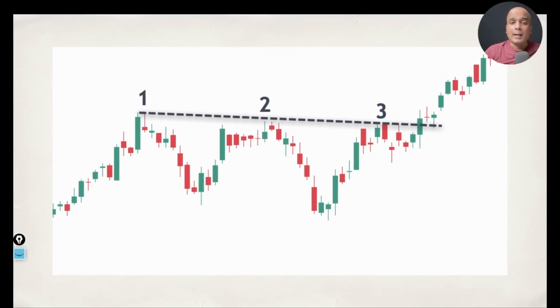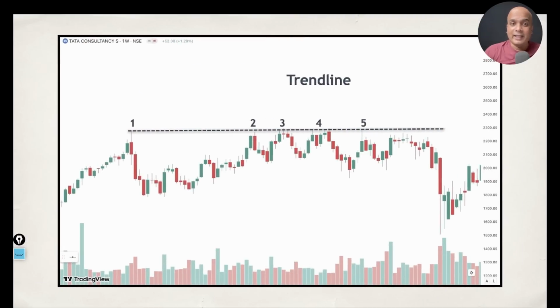So now observe this resistance trend line. It connects 3 peaks, right? 1, 2, 3. So it connects 3 peaks. So we can consider it a decent trend line because it connects 3 peaks just before the breakout. Now, if you look at this trend line, it connects 5 to 6 peaks, right? 1, 2, 3, 4, 5, 6 peaks.